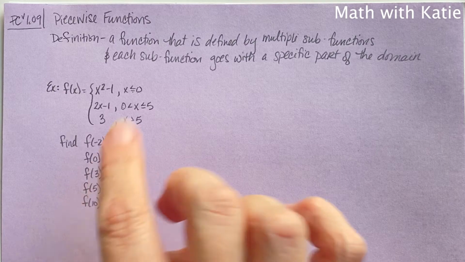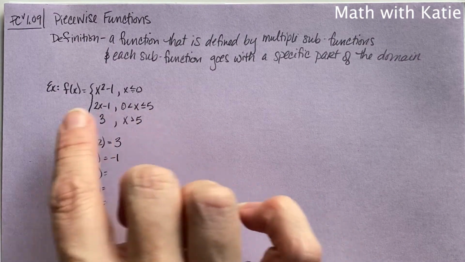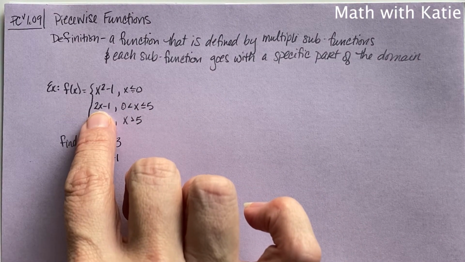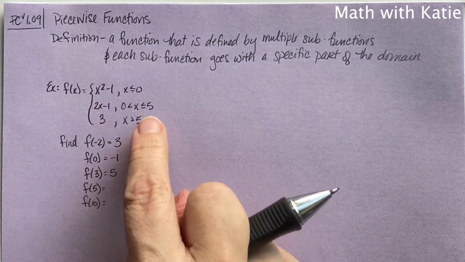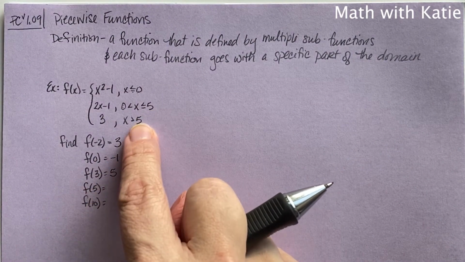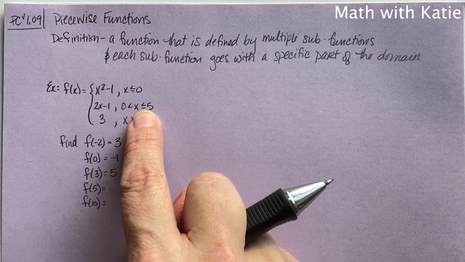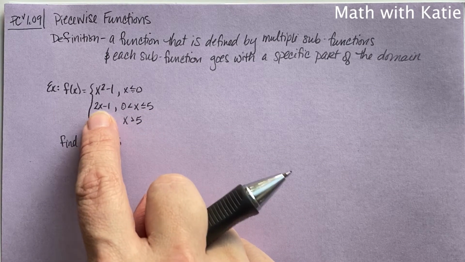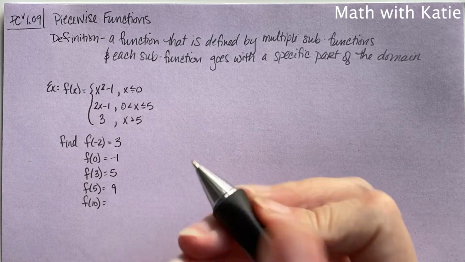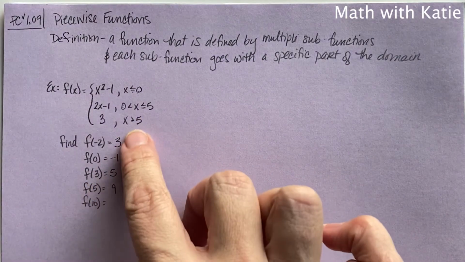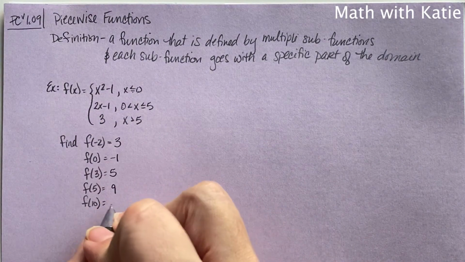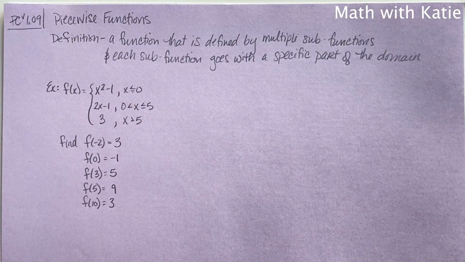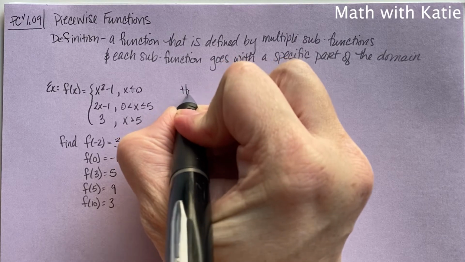All right, 3. So 3 is between 0 and 5, so we'll go here. 2 times 3, 6, minus 1, 5. What about 5? All right, so we have the 5s here, but this one's the only one that's equal to. So 2 times 5, 10, minus 1, 9. And last, f of 10, which will go with x is greater than 5, and that is just 3. And that's it. Okay, so now how do we graph these?